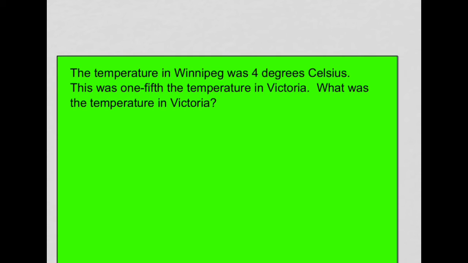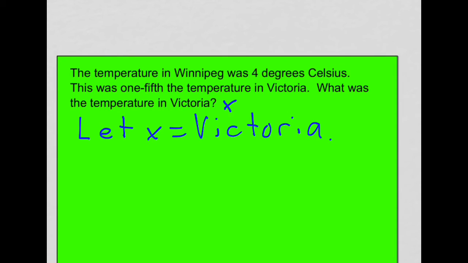But I want to show what this looks like as a math equation. So the first thing we would do is identify what we don't know. We don't know the temperature in Victoria. So let's call that x. And we'll say let x equal Victoria. Now let's go into the problem and translate some English language into some algebra. It says the temperature in Winnipeg is 4 degrees Celsius. Well, we'll just leave that for now.